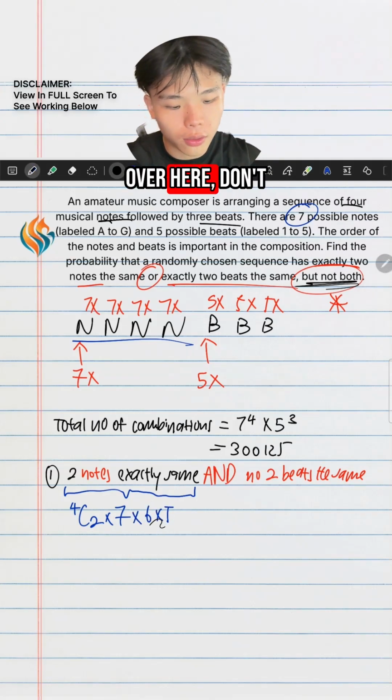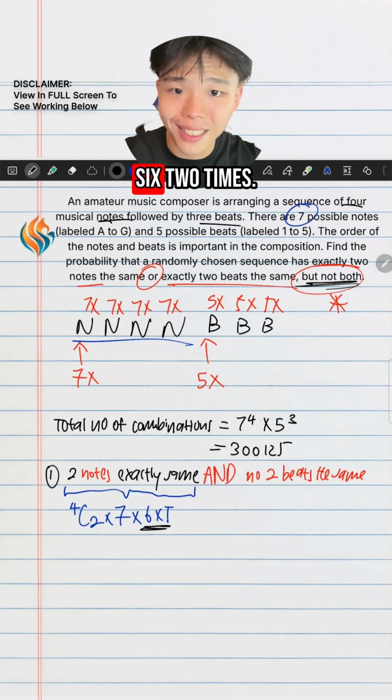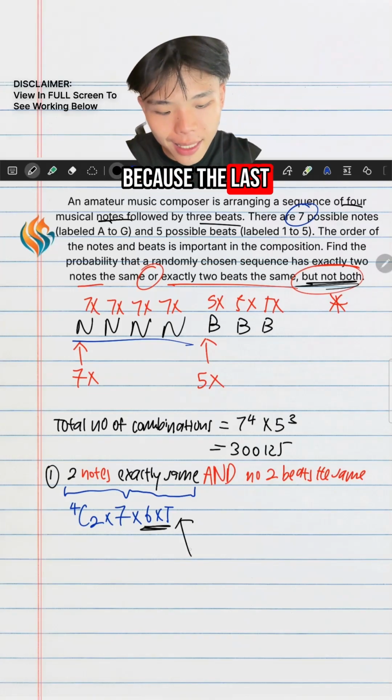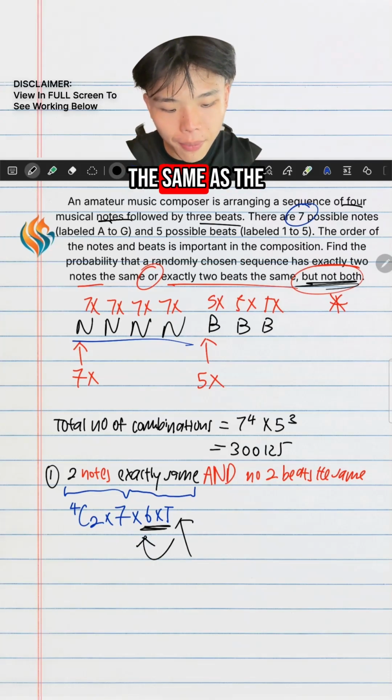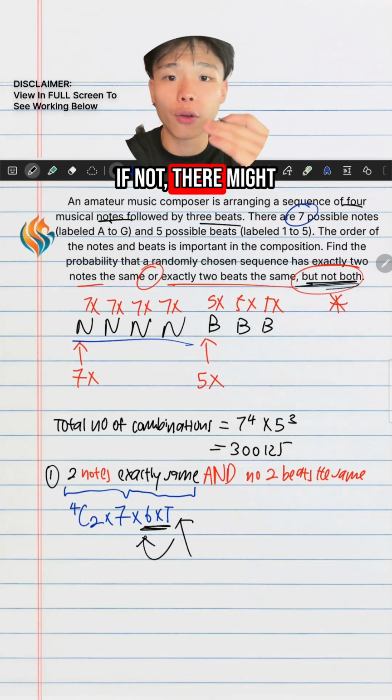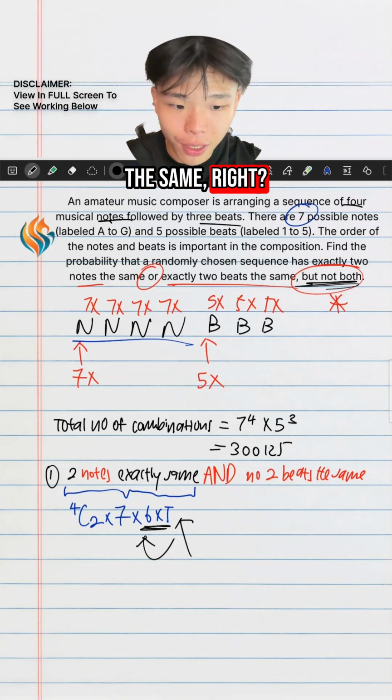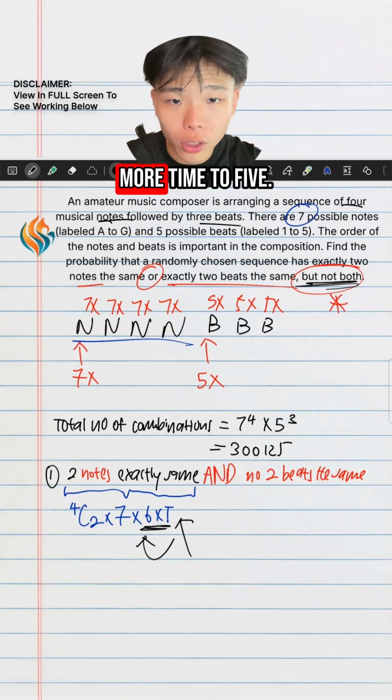Now at this point over here, don't make this mistake of multiplying 6 2 times. You need to multiply 6 followed by multiply 5, because the last pick that you take cannot be the same as the pick that you take previously. If not, there might be a case where there is more than 1 pair that is exactly the same, right? So we need to decrease one more time to 5.